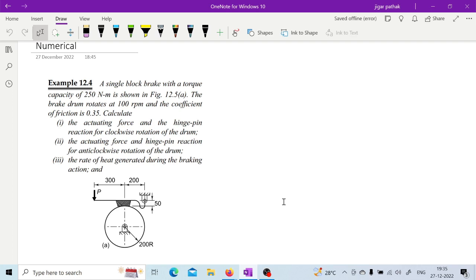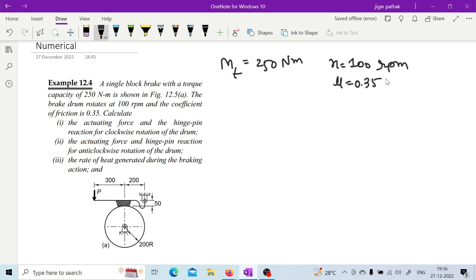First you need to note down the given data. The torque is given as 250 Nm, then N is 100 rpm, mu is given as 0.35. Then the pressure is mentioned as 1 N/mm².